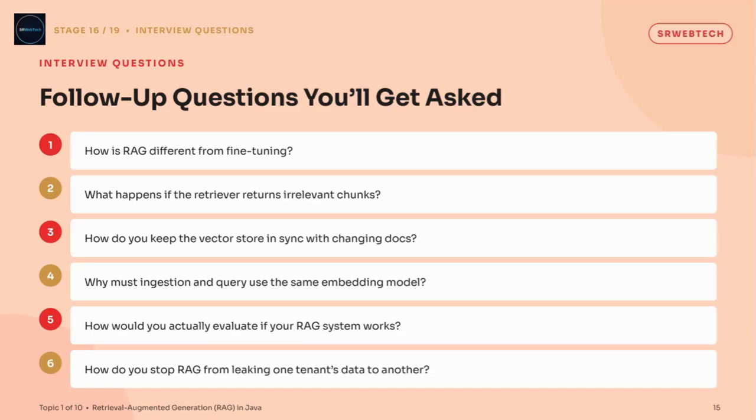Now, let's dive into some of the tough questions you're likely to face about Retrieval-Augmented Generation, or RAG, in Java. We'll cover everything from preventing data leaks between tenants to evaluating if your system actually works. We'll explore why ingestion and querying need the same embedding model, keeping your VectorStore up to date, handling irrelevant retrievals, and how RAG differs from fine-tuning. These follow-up questions are crucial. They show you really understand the technology and its challenges.